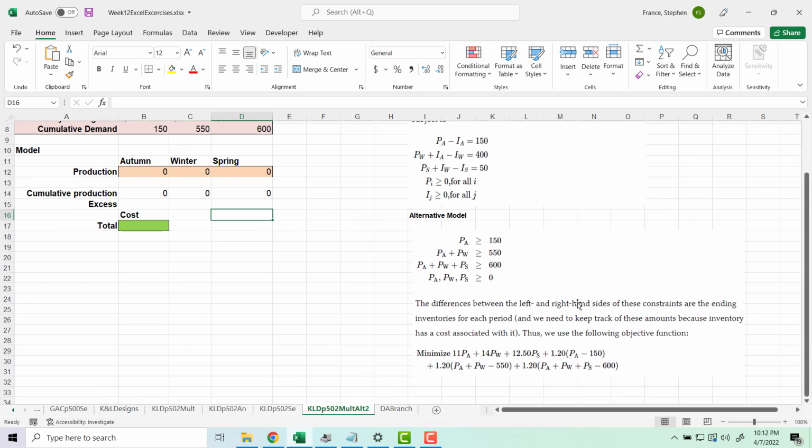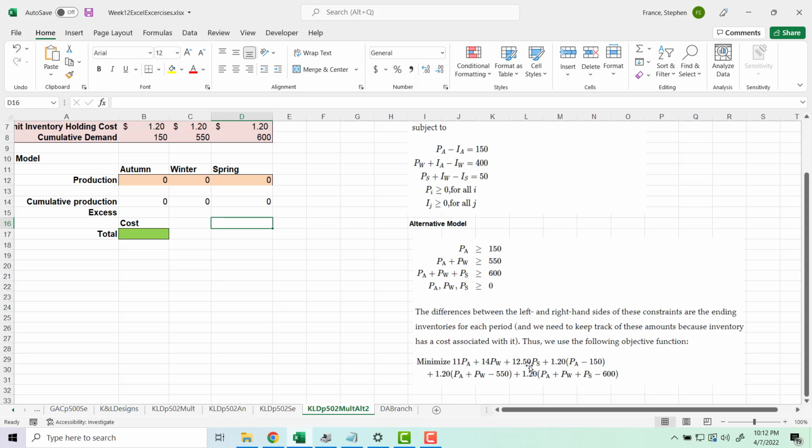Now, the model that we have is basically, again, we have these production terms. We get charged a certain amount for production, but rather than having an actual inventory variable, we calculate the inventory. We have the inventory cost of 1.2 and whatever's left over, basically the cumulative production minus the cumulative demand. So here, the cumulative production minus cumulative demand is how much we produce in the autumn minus 150. And by the time we get to the next period, it's production in the autumn plus production in the winter minus the 550 demand so far. And then we add production in the spring minus 600 demand.